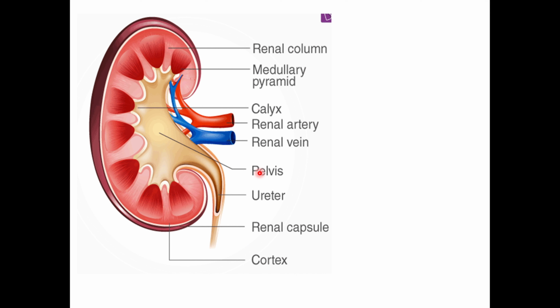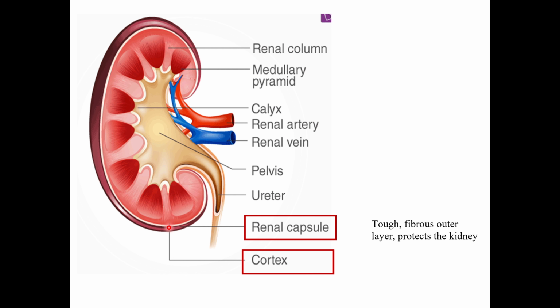If you see the structure of a kidney, you can see the outer layer. This outer covering is known as the renal capsule, a tough, fibrous outer layer that protects the kidney. If you go below this capsule, you can find the outer region, the cortex. This outer region contains nephrons, and these nephrons are the functional unit of the kidney.